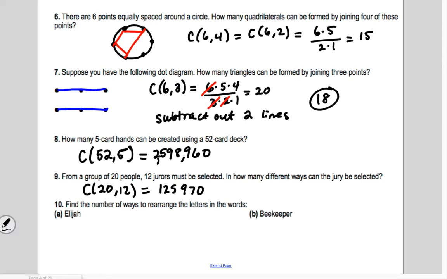So for Elijah, we have 1, 2, 3, 4, 5, 6 letters. So I started out with 6 factorial. Are there any repeats? No. So it's just 6 factorial, which is 720.